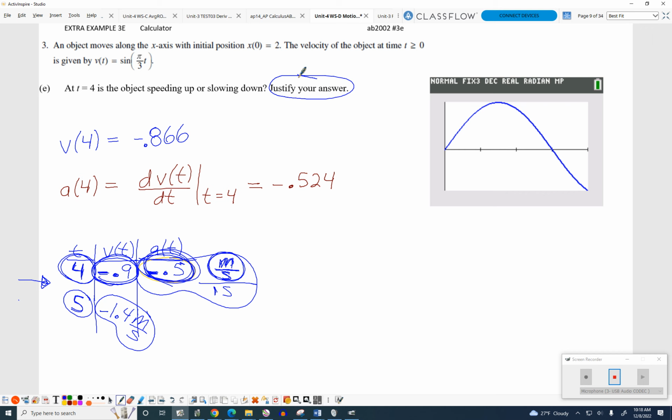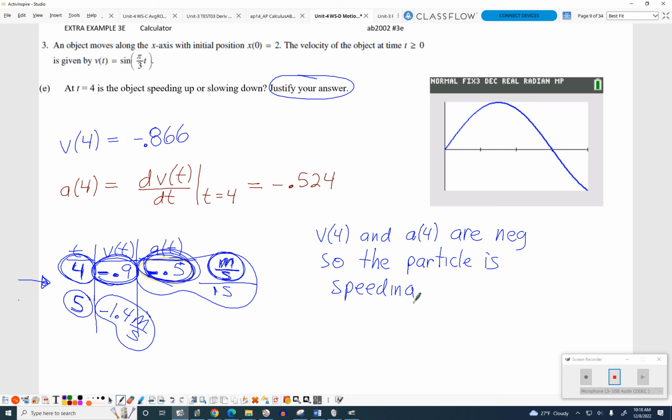You say, let's see, V of 4 and A of 4 are negative. So the particle is slowing down. Speed. Shoot. How many heard the error? 2 points. So the particle is speeding up at time equal 4.